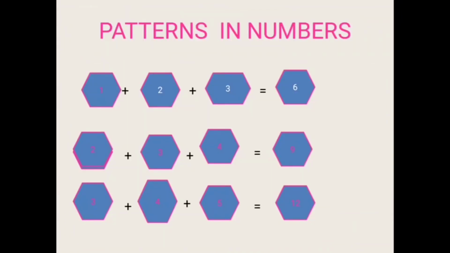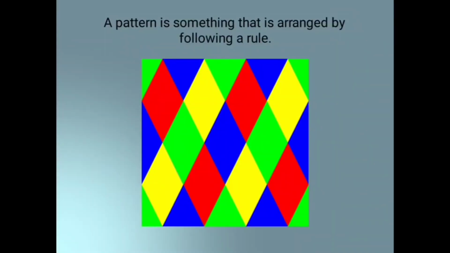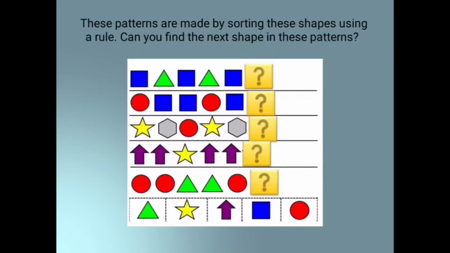Now next is a pattern in numbers. 1 plus 2 plus 3 is equal to 6. 2 plus 3 plus 4 is equal to 9. 3 plus 4 plus 5 is equal to 12. This is a pattern in numbers. Now see, a pattern is something that is arranged by using a rule. These patterns are made up by sorting these shapes using a rule. Can you find the next step in these patterns? Now think what will come next.